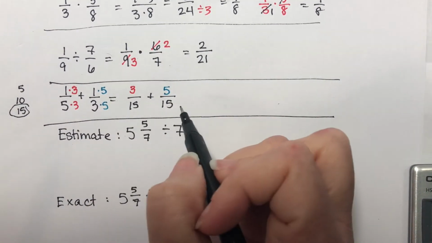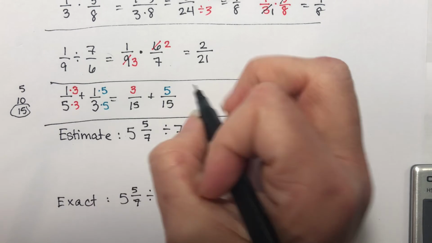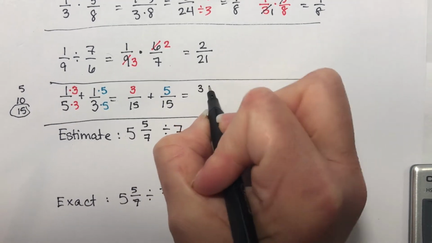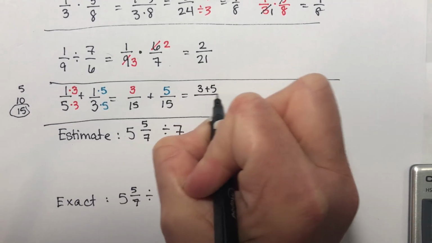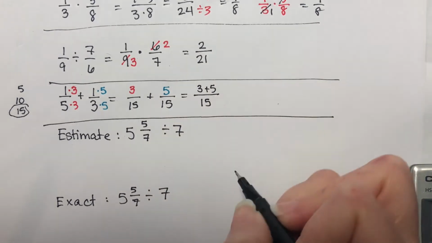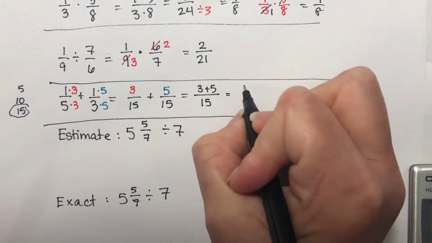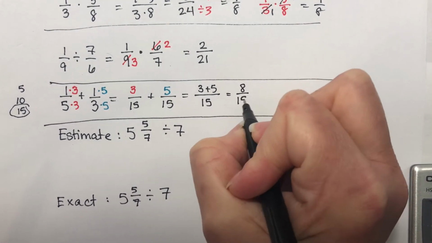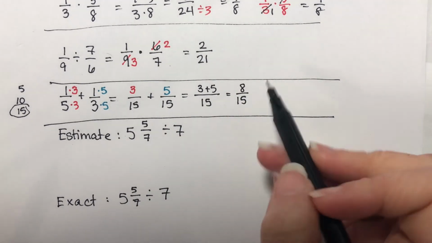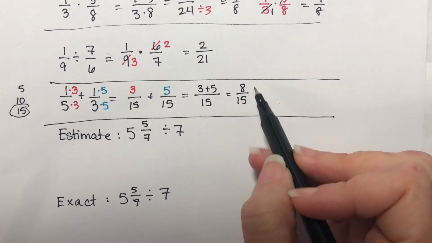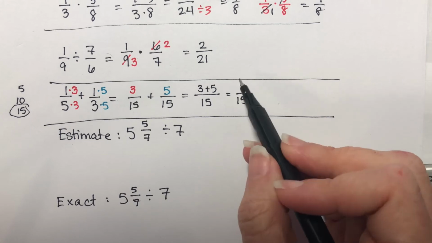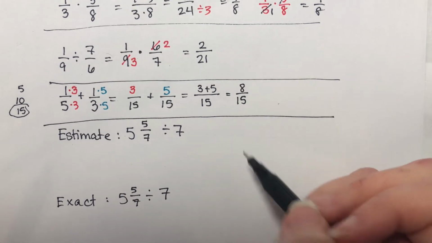Now the rule for addition and subtraction is once you have a common denominator, you get to add or subtract across the top, and the denominator stays the same. So this is 8 over 15. And I looked to see if this reduces at all, but there's nothing other than 1 that divides evenly into both 8 and 15. So 8 over 15 is your answer.